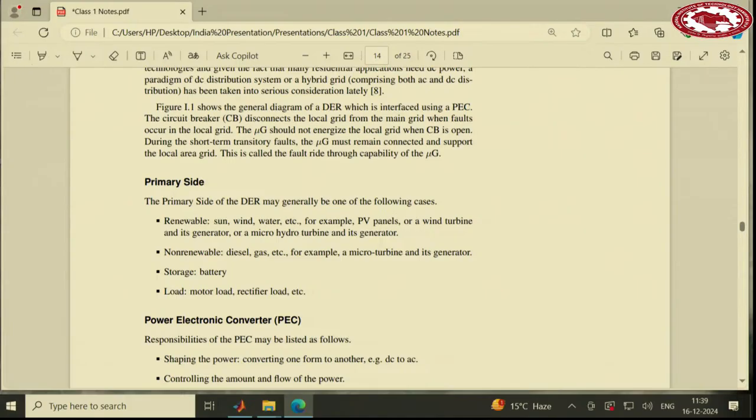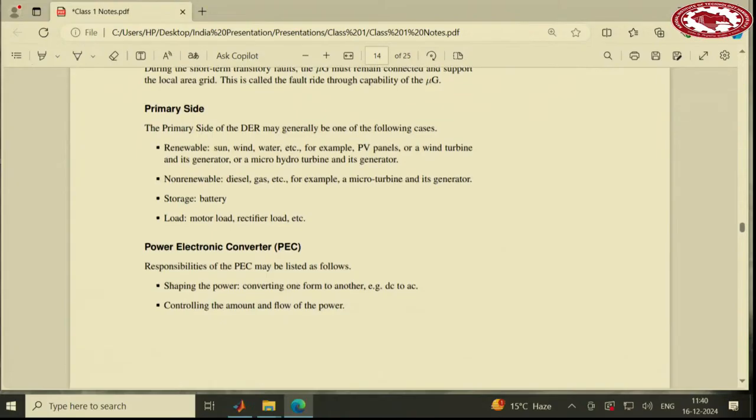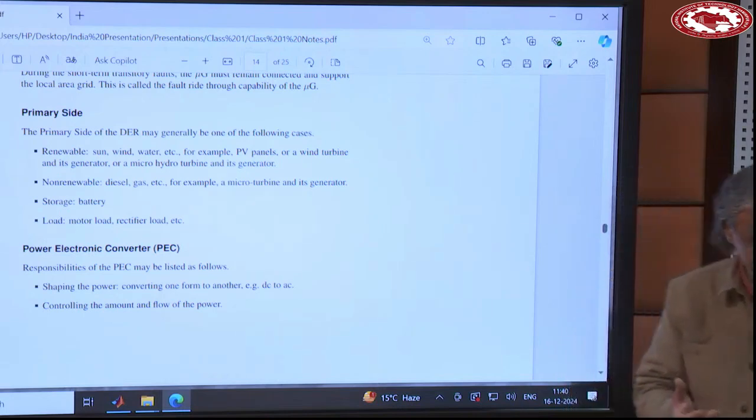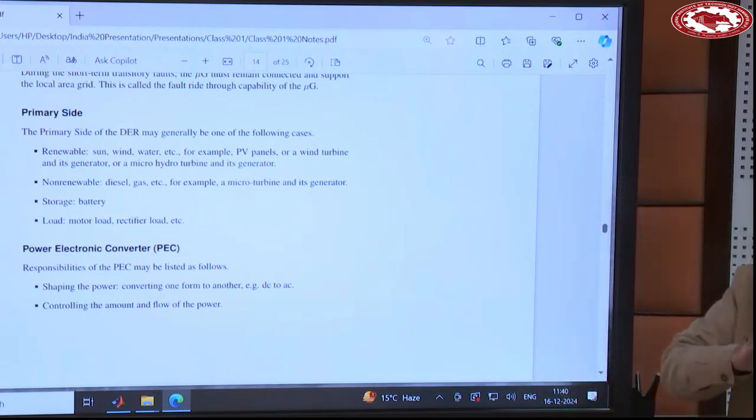So, primary side, we talked about that. It could be any type of energy resource. By the way, when we say distributed energy resource, DER, it's not necessarily a generator. It can even be a storage or a consumer. It is an entity that, technically, means you have controllable interaction with the power grid in terms of either generation or consumption or storage, which is both ways.